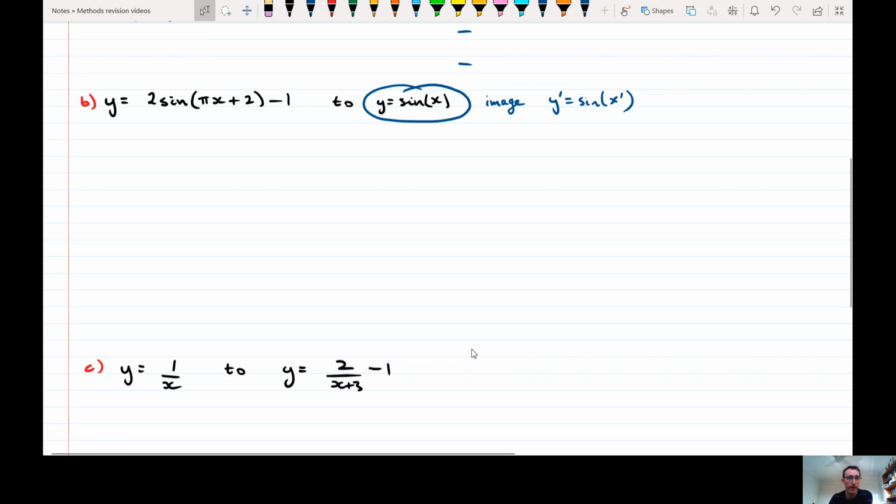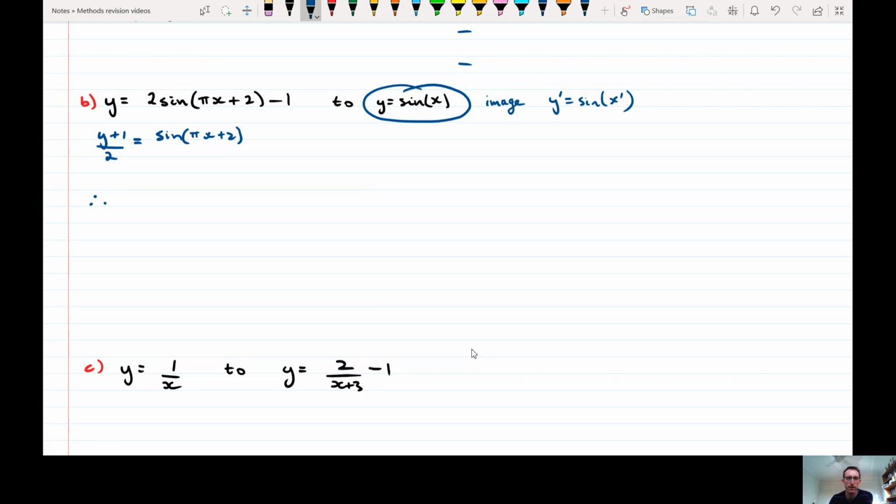With that in mind, I now need to get all the y transformations on this side across to join the y. So I add 1 across and then I divide by 2, and that's going to give me sine of pi x plus 2. Now the pi and the 2 have to stay in with the x. That's actually to do with the x value.